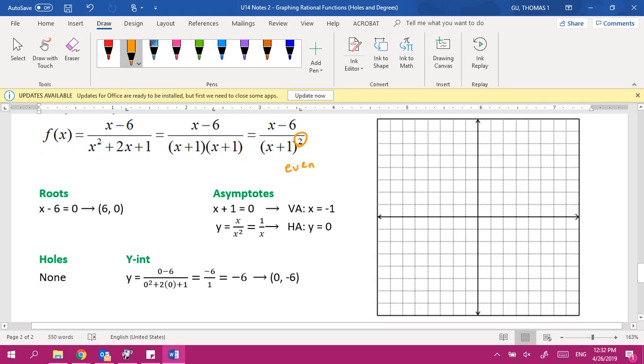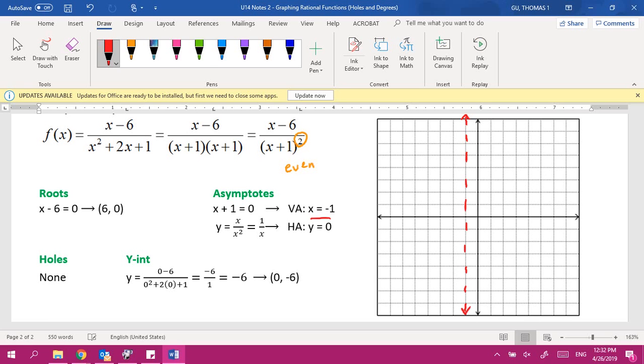Okay, so let's graph the asymptote. It's going to be at x equals -1. And the horizontal asymptote is at y equals 0. And what are the 2 points they give us? (-6, 0) and (0, -6). Very good.